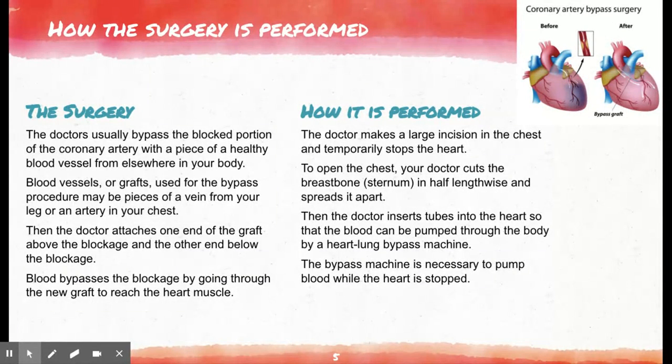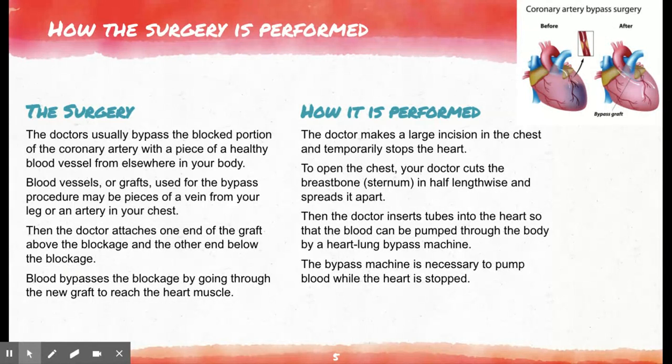The surgery. The doctors usually bypass the blocked portion of the coronary artery with a piece of a healthy blood vessel from elsewhere in your body. Blood vessels or grafts used for the bypass procedure may be pieces of a vein from your leg or an artery in your chest. Then the doctor attaches one end of the graft above the blockage and one on the other below the blockage. Blood bypasses the blockage by going through the new graft to reach the heart muscle.